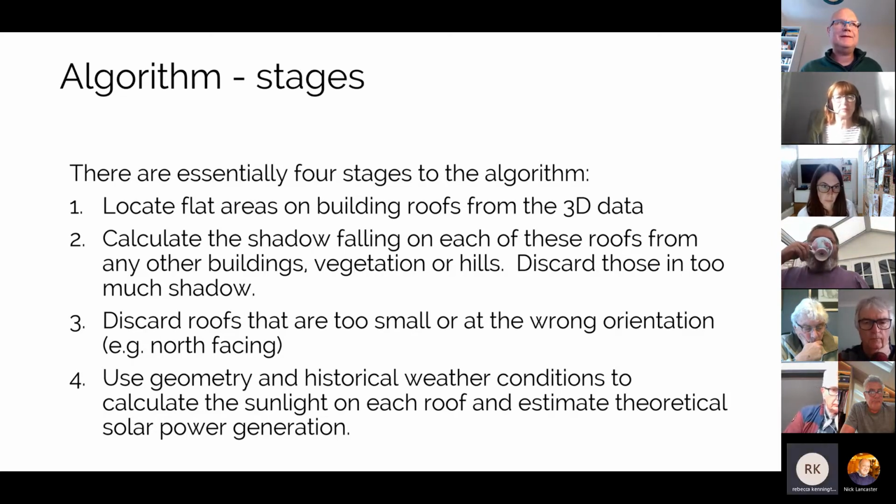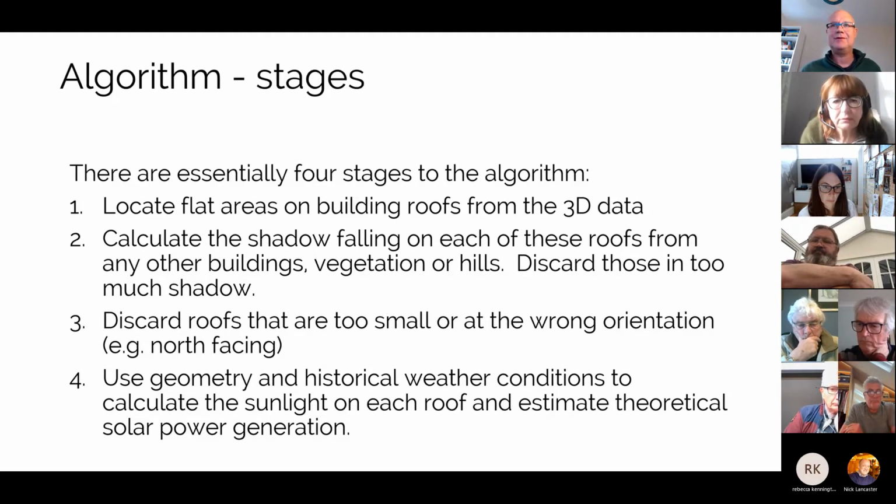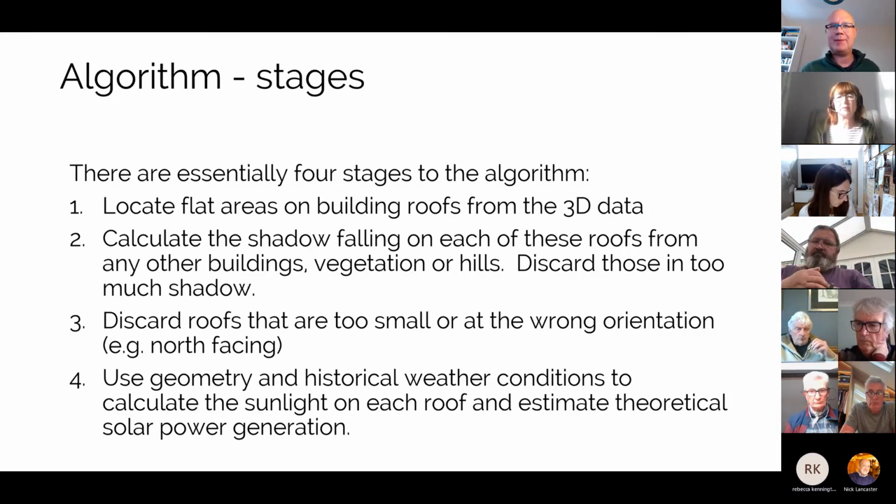Now the second part of the algorithm is to calculate the shadow falling on each of these roofs from other buildings and vegetation, hills, other structures. And essentially we discard those that are in too much shadow. We also discard roofs that are too small for solar, and I'll talk about what that means a little bit later. And any of those roof shapes that are pointing in the wrong direction. So if you've got a north facing roof, that's immediately disqualified from solar.